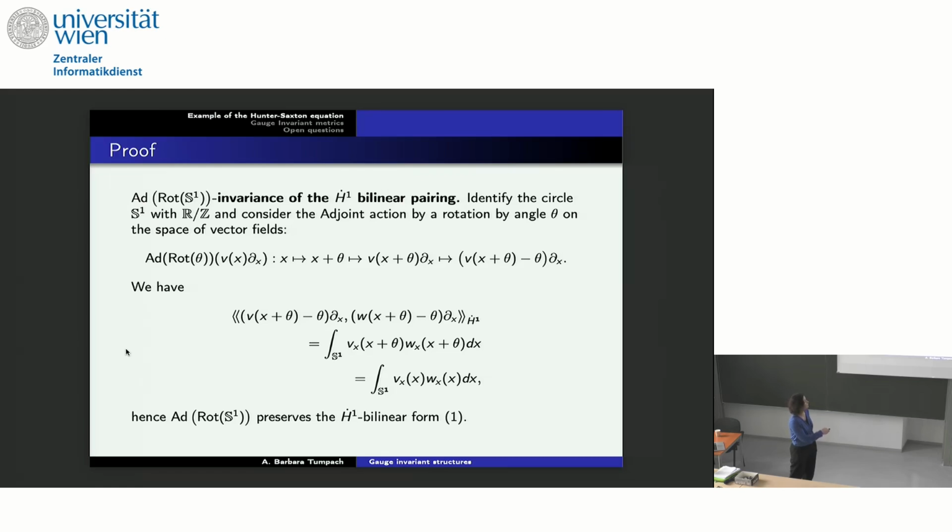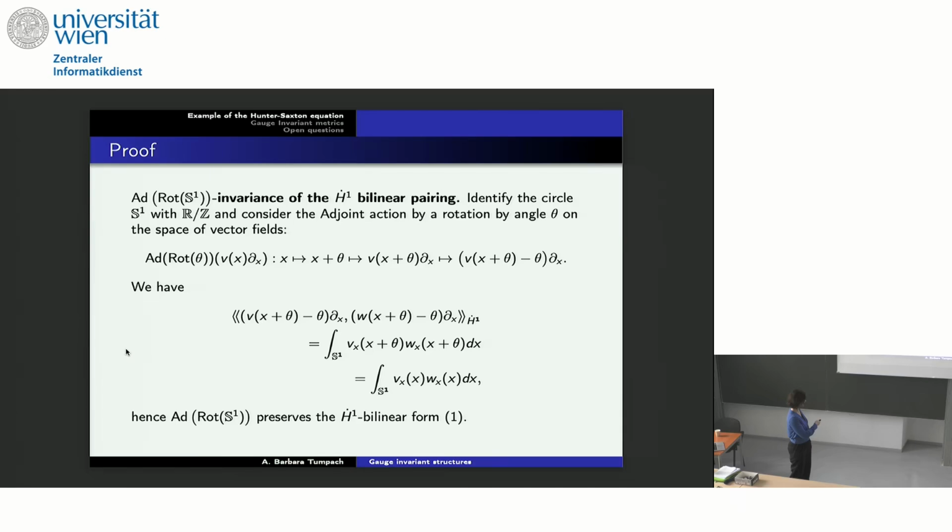And if you look at the pairing with this H1 dot, the theta that is outside is killed because it's a constant rotation. And then what you get is this pairing here where the argument is shifted by theta, but you integrate over the circle. So you just change coordinate and you get the same pairing as before the adjoint action. Okay, and the fact that this adjoint action preserves this pairing implies that this pairing goes to the quotient.